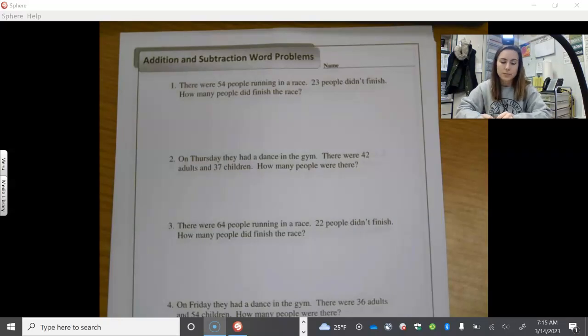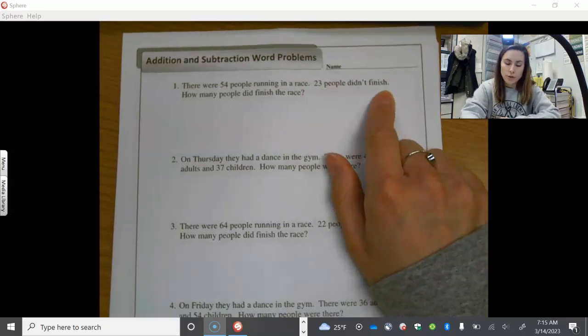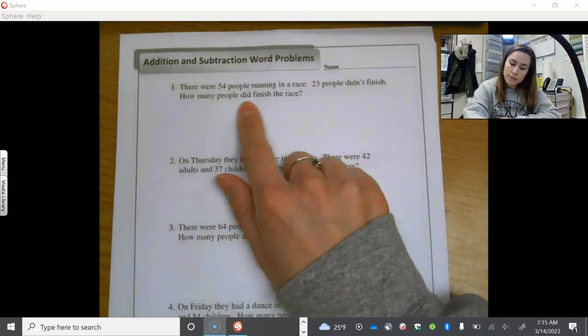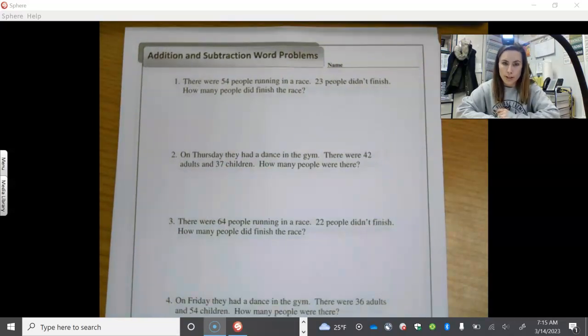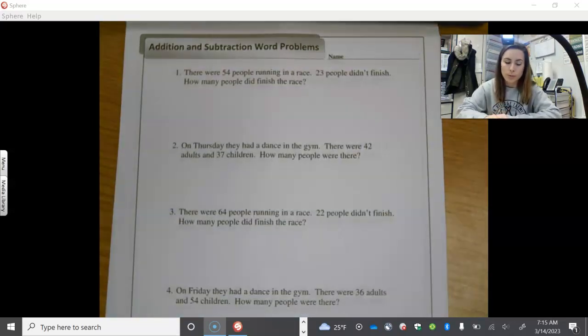Number 1. There were 54 people running in a race. 23 people didn't finish. How many people did finish the race? Okay, make sure you pause it before I go on to number 2.